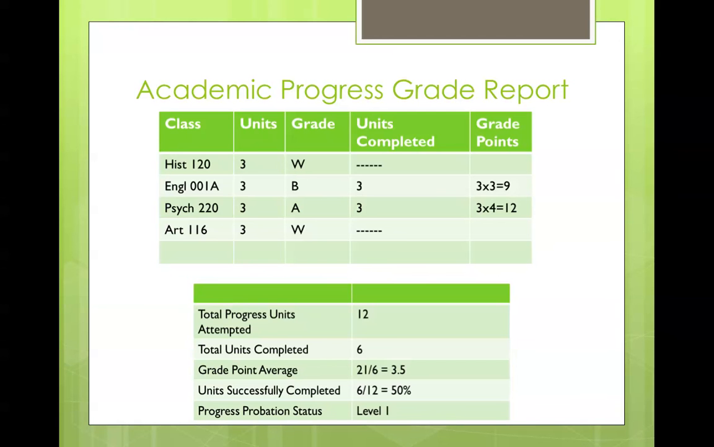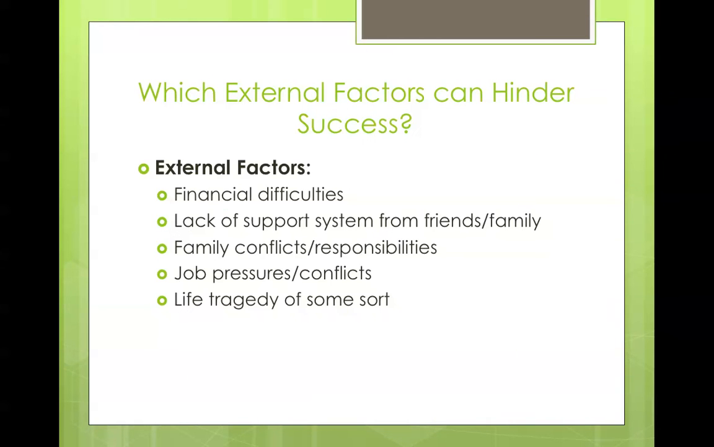Total units completed, under units completed, that's only 6. 3 plus 3 is 6. And then grade point average, which is 9 plus 12 is 21, divided by units completed, 6, equals 3.5. Units successfully completed, 6 divided by 12 equals 50%. This student will be on progress probation status level 1.